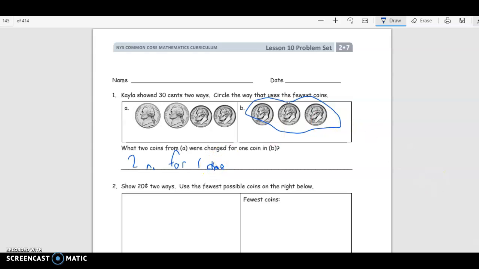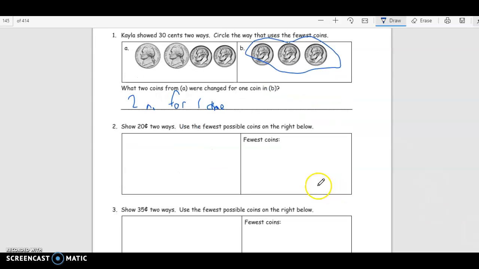Okay, number 2. Show 20 cents two ways. Use the fewest possible coins on the right below. So this one wants you to use the fewest coins to get to 20. I like to start with that one because that makes it a lot easier for me. So the quickest way to get to 20 with coins. We know there's no 20-cent coin, but we can count by tens. So we can have 2 dimes. And that is the easiest way we can get to 20. We only used 1, 2 coins.